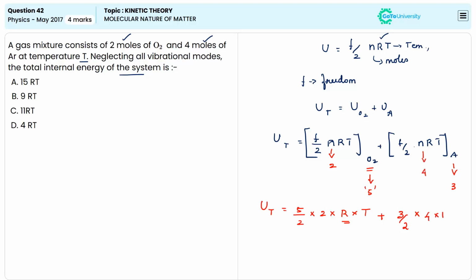So 4 times RT. When we simplify this, we will get the answer of 11 RT. So this is the value of total internal energy. So the correct answer here is option C.